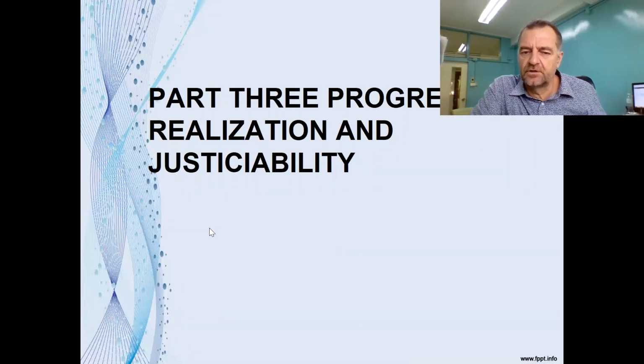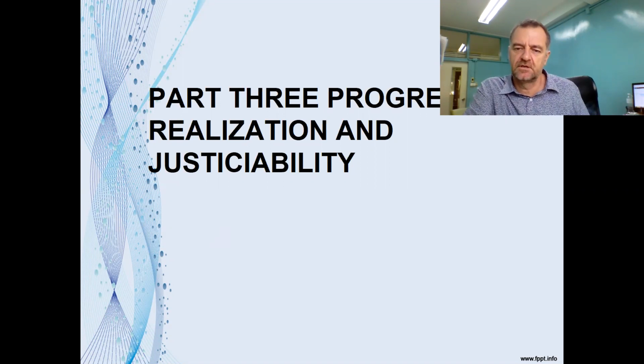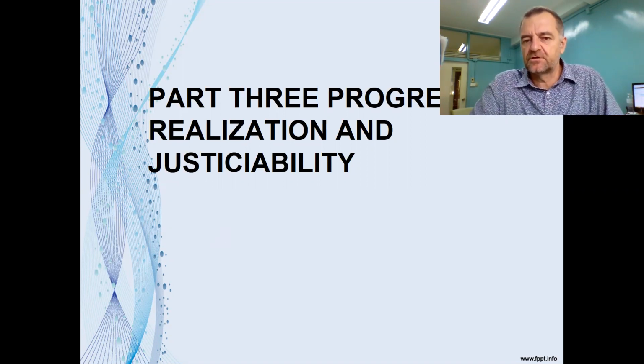In this section, we're going to look at two important components to economic, social and cultural rights, and these are the concepts of progressive realisation and justiciability. So first we're looking at progressive realisation. Now this is found in the convention itself. Justiciability is not, it's more of an outside concept. Progressive realisation is primarily used to determine what are the obligations of the state towards realising economic, social and cultural rights.